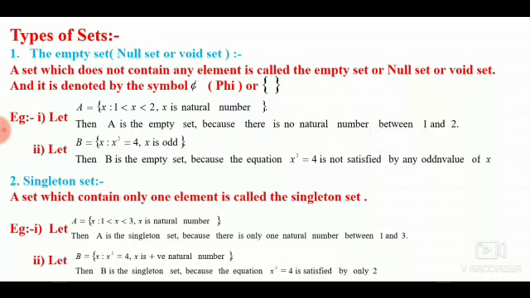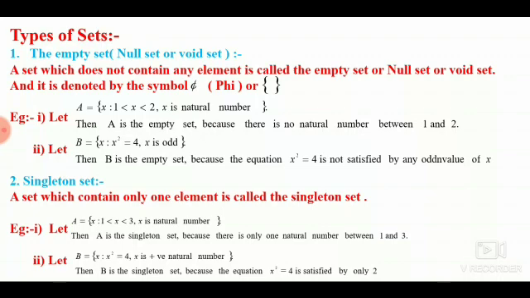Another example, B is a set containing x such that x square is equal to 4, where x is odd. Now, B is an empty set because the equation x square is equal to 4 is not satisfied by any odd value of x.